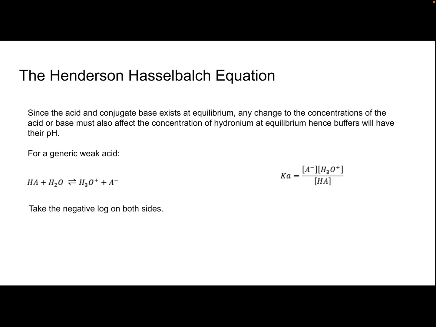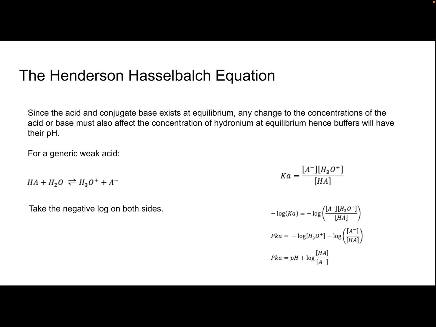Okay, if we take the negative log on both sides, we say negative log of Ka equals the negative log of the product of the ions. Then we get negative log of Ka equals negative log of everything on the right hand side. And negative log of Ka, we know that's equal to pKa. In logs, we know that the logs can be split up. So basically the sum of two logs can be put together as a product. Therefore we can also split up the product into two sums. In this case, we split it up into negative log of hydronium minus the log of A- over HA.